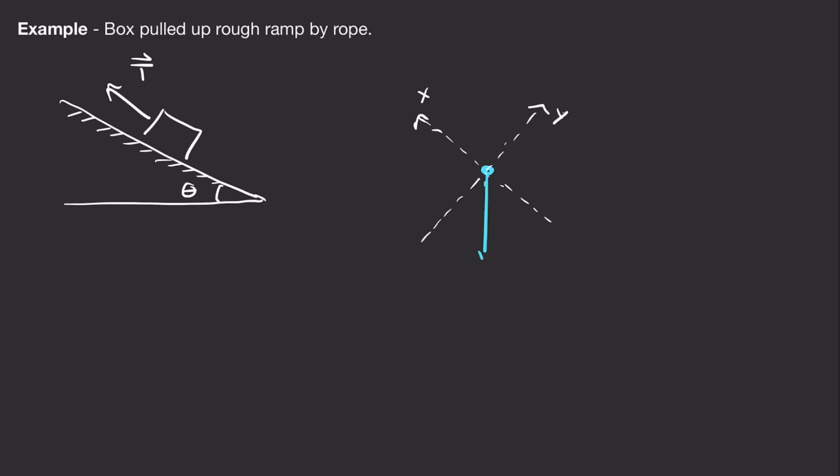So my weight is going to be straight down, as always. The normal force is always perpendicular to the surface. And since I'm pulling up the ramp with this tension force, the box is going to move up, so that means my friction force is going to be down the ramp. And again, this is my angle theta.